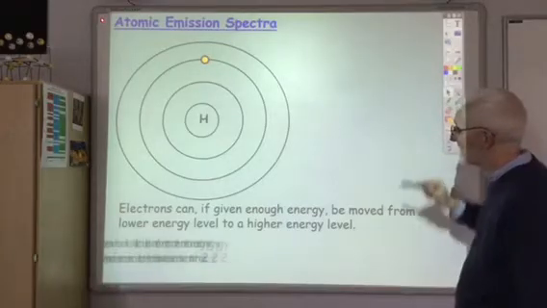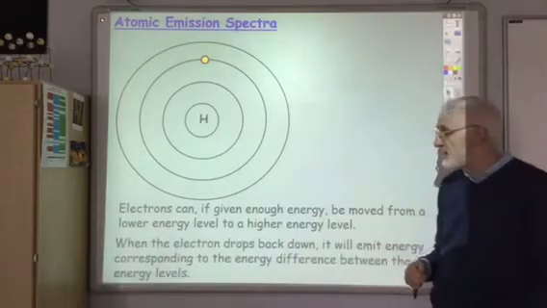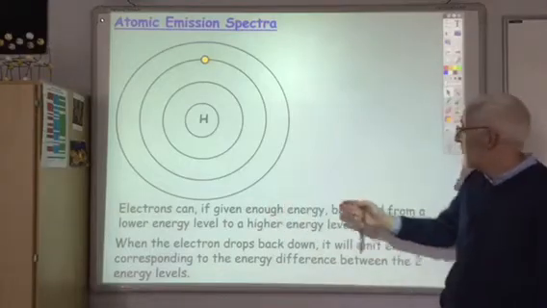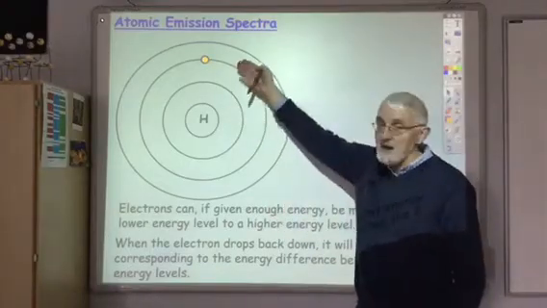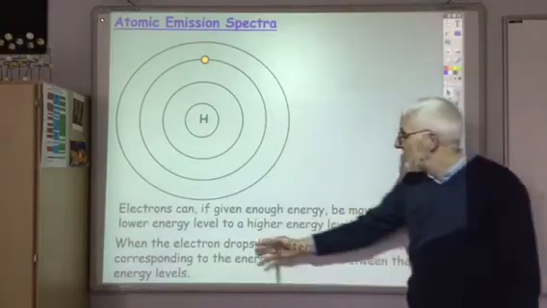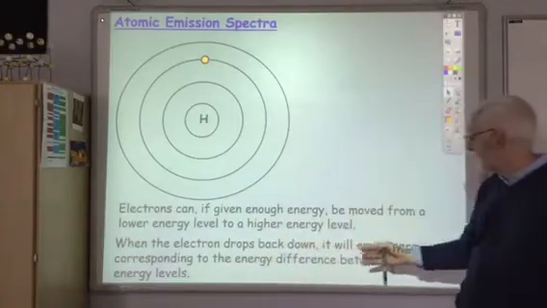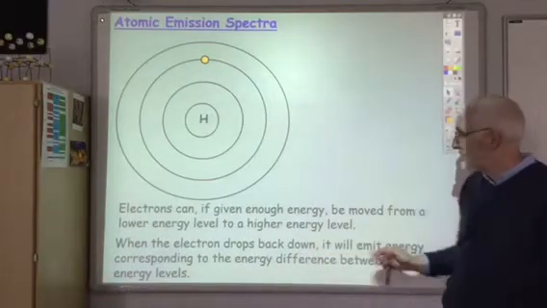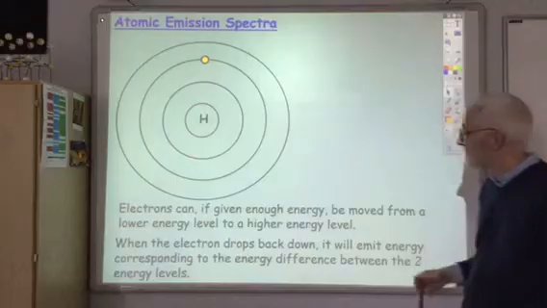However, that does explain the basic principle of atomic emission spectra. So electrons are moved from a lower energy level to a higher energy level by giving it heat or electricity. And then when the electron drops back down, it will emit energy corresponding to the energy difference between the two energy levels.